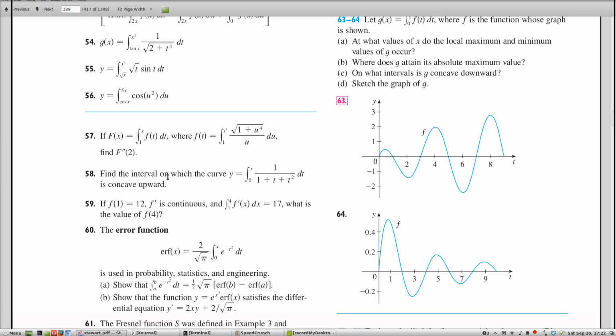Find, yeah, no thanks. Actually, let's do number 58. What would be the trick here? Find the interval on which the curve is concave upward. This curve is just y equals g of x, and you're supposed to remember from calculus 1 that being concave up is the same thing as having the second derivative being positive. So the first derivative is just 1 over 1 plus x squared, and then you tell me what the second derivative is, and then you need to find the interval on which the second derivative is positive. So number 58 is pretty tough.